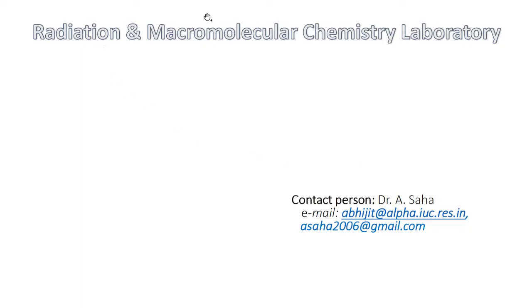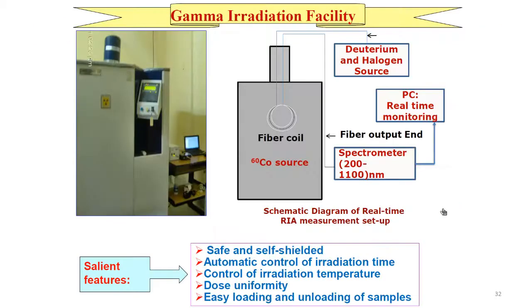So if you want to do anything about chemistry, it may be kitchen chemistry or lab chemistry, these are the people you need to talk to. As I said, it is the radiation which is the central theme for all activities at Calcutta Center. Radiation not only deals with radiation available from the accelerator facilities, but we also have an in-house gamma irradiation facility.